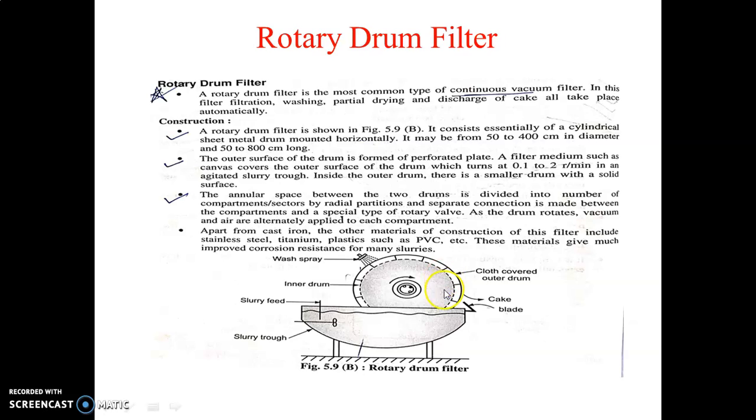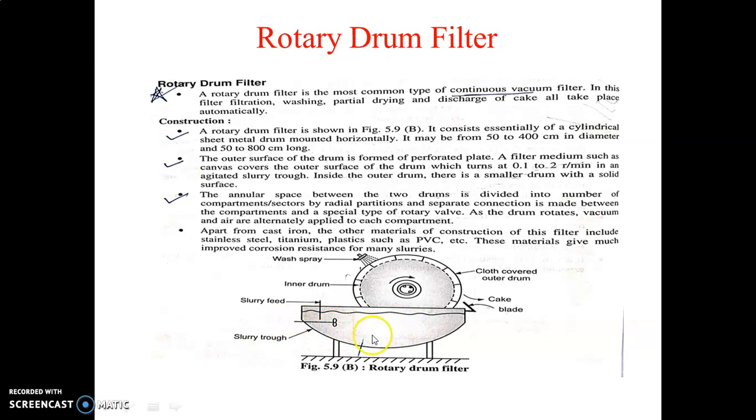So it will produce rotation of about 0.1 to 2 revolutions per minute. Per minute it may rotate 2 times like this, and it is submerged in a trough. This is called a trough. A trough is, in simple language, a tank, and it is agitated. Agitated means an agitator is placed here.